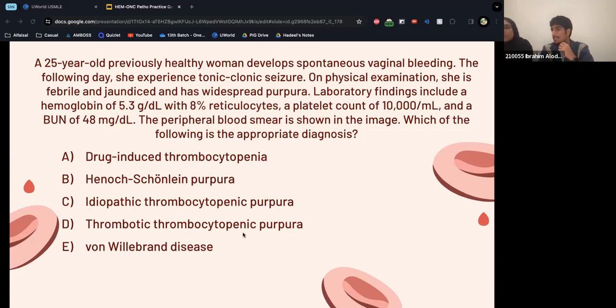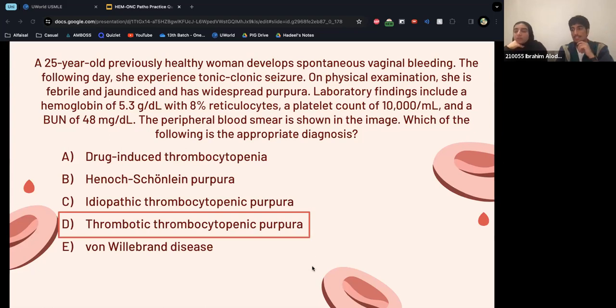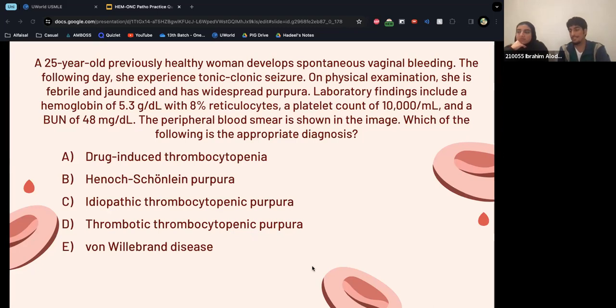D. And what else? Yeah. Okay. You guys didn't even need the blood smear. What would you see on a blood smear? Schistocytes, good.